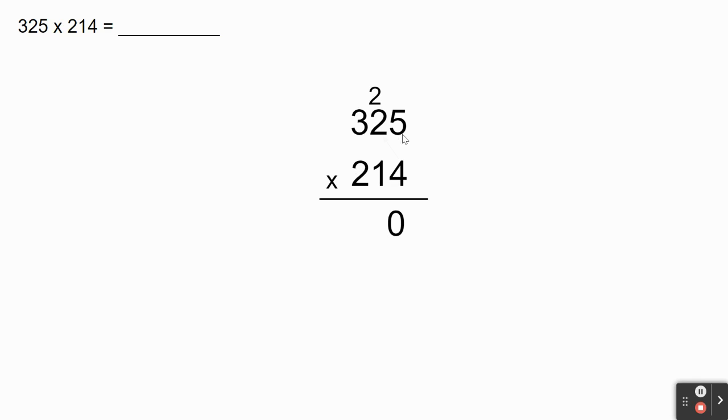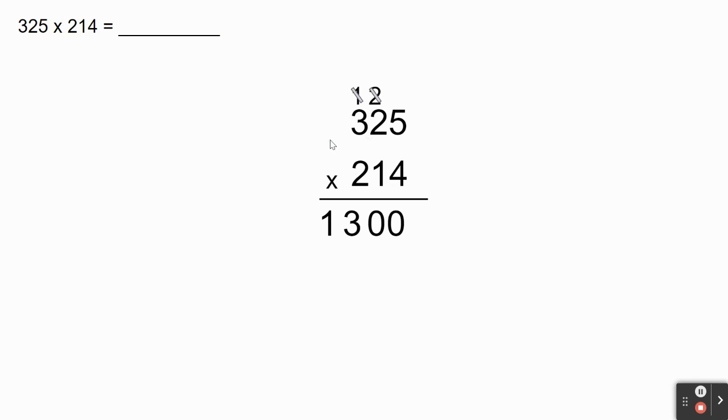Now we can multiply 4 times 2, which is 8, plus the 2 we regrouped, which is 10. So we'll place a 0 in the tens place and regroup the 1 to the hundreds place. Now we'll multiply 4 times 3, which is 12, plus the 1 we regrouped, which is 13. So we'll place a 3 in the hundreds place and a 1 in the thousands place since there's no thousands in our first factor. We can cross out the numbers that we regrouped at the top since we've already used them.